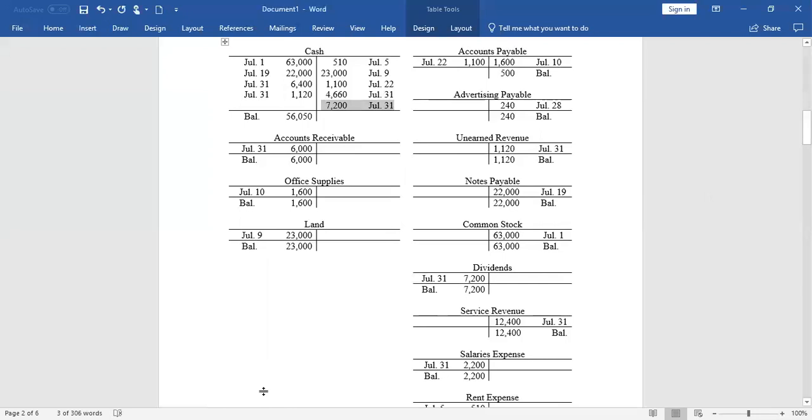So now you've just completed almost the second step, which is transferring or posting each journal entry into the respective T account in the general ledger. Are there any questions before I start finding the balances?